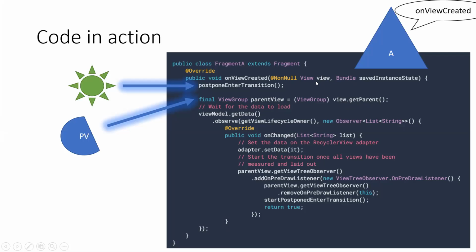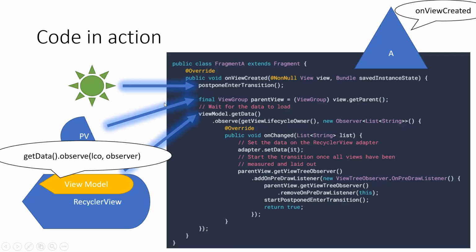After that you call the recycler view. If you see viewModel.getData, the recycler view has a view model as a component. I told you that recycler view has multiple components. One of the components was the view holder. I did not talk about the view model at that time, but the view model is also one of the components of the recycler view. So viewModel.getData calls getData.observe, which has two arguments: LCO and observer. LCO is the lifecycle owner and the observer is the second argument.